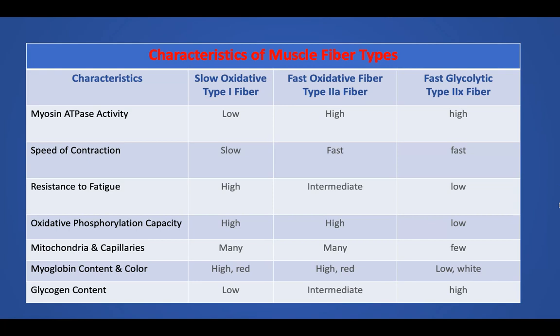Their contractions are fast. They have a low resistance to fatigue, which means those muscles will burn up that energy and then not be able to work much after that. They have a low oxidative phosphorylation capacity and very few mitochondria. Fast oxidative fibers, the type 2A fibers, are somewhat in between, but they are using oxygen at a higher rate than the glycolytic ones.